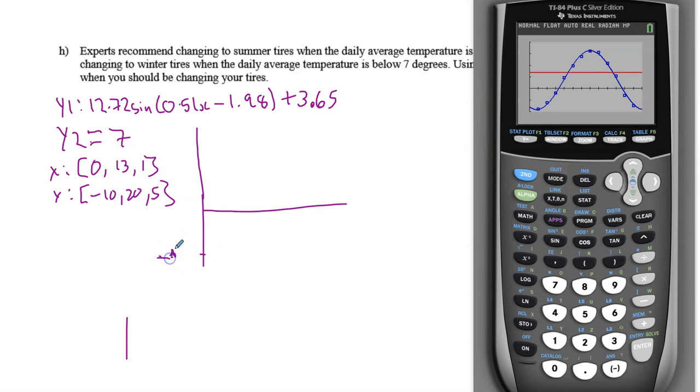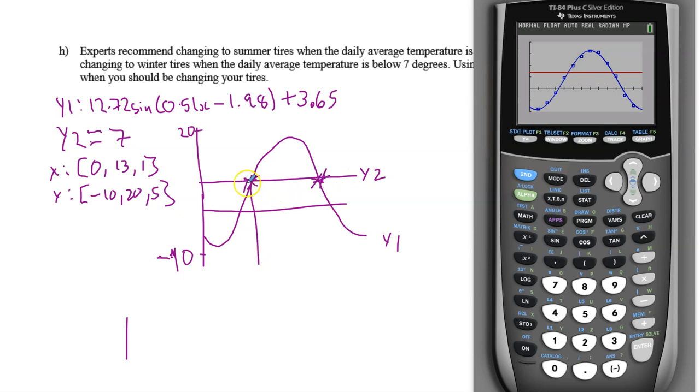I'm working on the edge of the tablet here. Negative 10, so that's 10, this would be like 20. Then we've got a curve that looks like that. And that's Y1, and then we've got this is Y2. And what we want to know is, okay, when is this, and when is this?